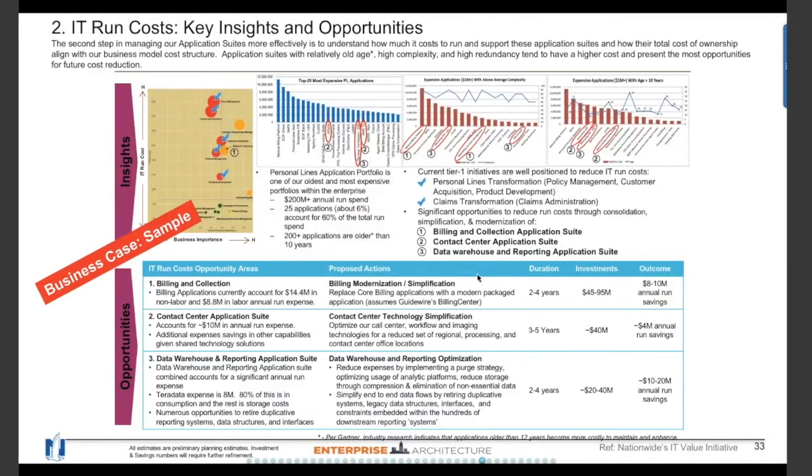I have a few more examples, and I have some sample dollar figures and durations in this one as well. From a run cost analysis point of view, if we did billing and collection modernization, you could save quite a bit of money over the year. So in this case, the discussion is: this is the investment, this is the outcome, and this is the time frame we might be looking at to get things done. So decision making becomes hopefully a lot simpler and easier.